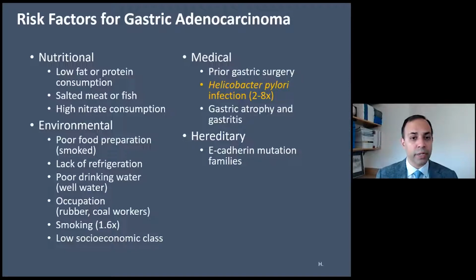H. pylori infection is the most consistently identified risk factor for gastric cancer. This has been associated with at least a 2-fold increase in relative risk, though some well-done studies have shown an increase in risk of up to 6 to 8 times above the general population. Based on this increased risk, H. pylori has been classified as a Class 1 carcinogen by the World Health Organization. Studies have suggested that eradication may decrease the risk associated with infection, though not necessarily back to baseline.